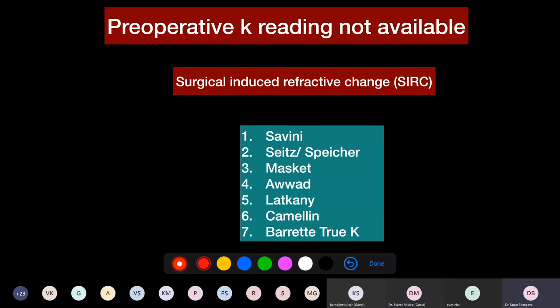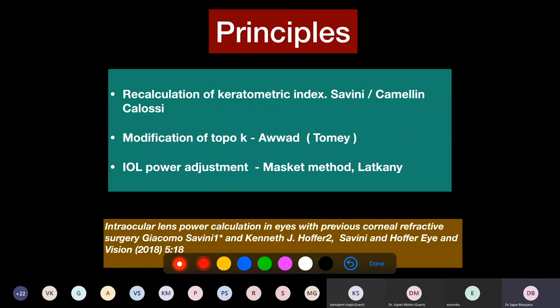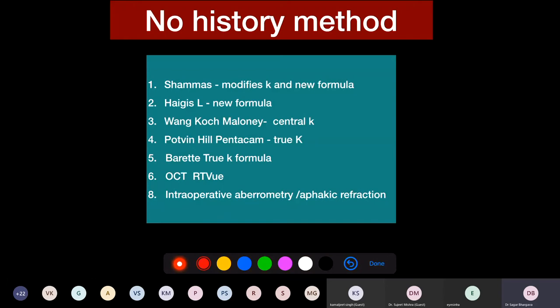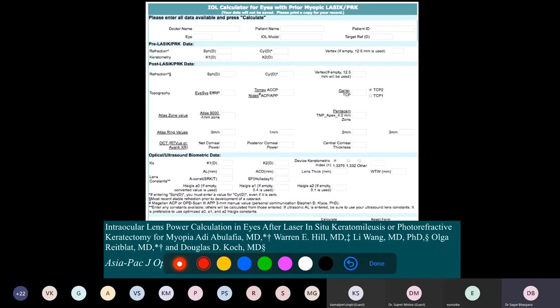So what if you don't have the pre-op K value, you only have the surgically induced refractive change. So you have multiple approaches, and these are all there in the ASCRS calculator. Now the principle is that these approaches either change the keratometric index, or they modify the K that is taken from the topo, or they basically adjust the IOL power after the result has come out. But the most common approach that is used is the no history method. That means you don't take any value from what has happened before, and basically use these formulas and these methods for IOL power calculation.